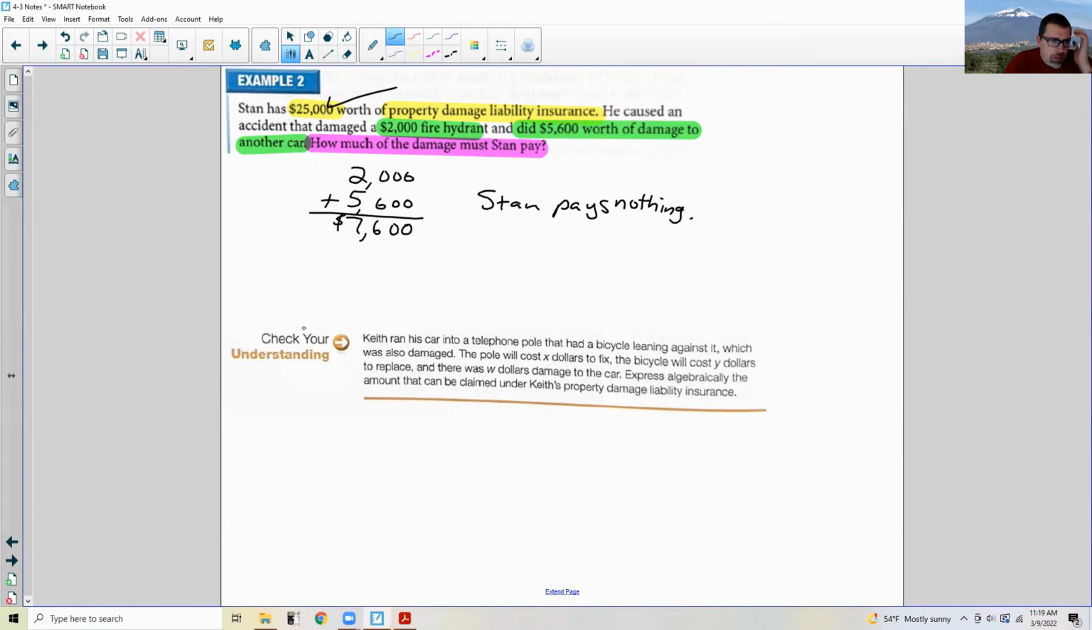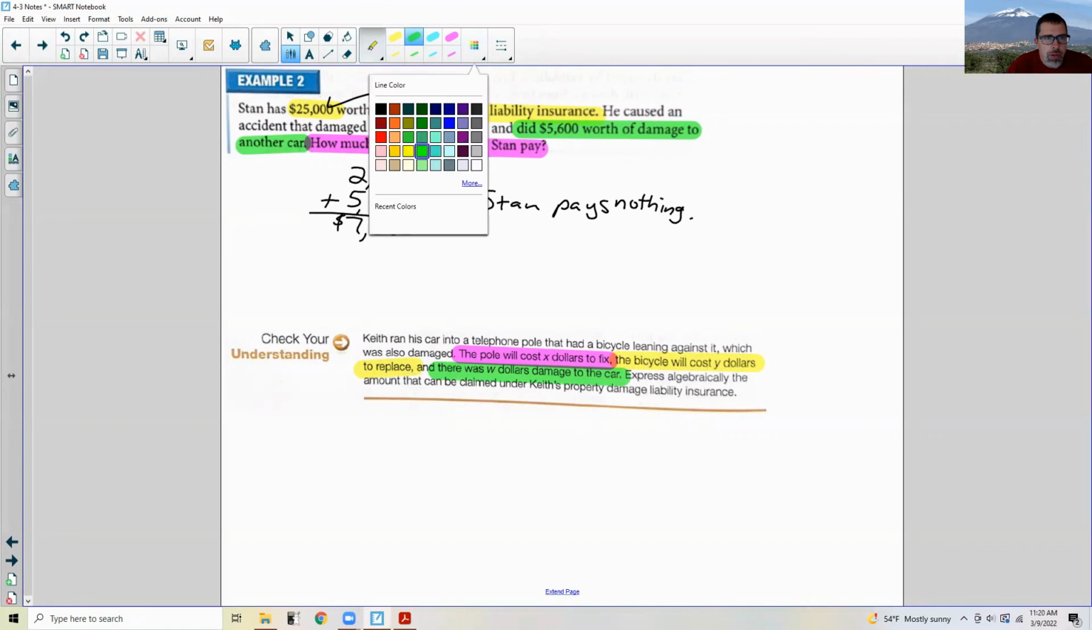Okay. Now check your understanding. It says Keith ran his car into a phone pole. Did you do that for Keith? Keith ran his car into a phone pole that had a bicycle leaning against it, which was also damaged. So I guess I need to highlight that. The pole will cost X dollars to fix. The bicycle will cost Y dollars to replace. And there was W dollars damage to the car. Express algebraically the amount that can be claimed under Keith's property damage claim.